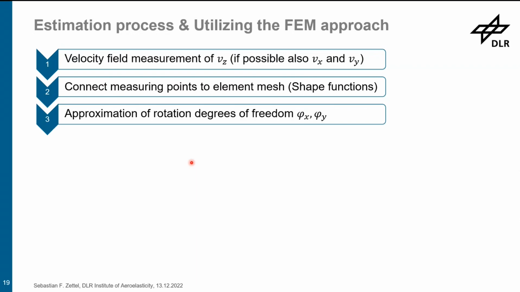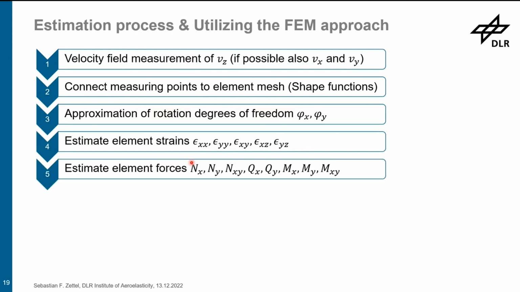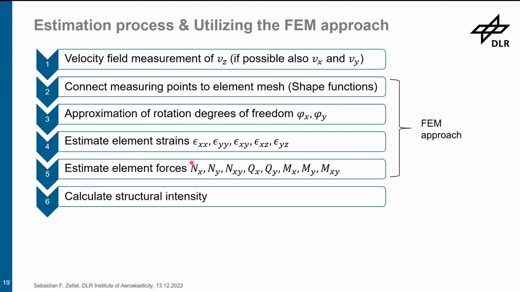After that, we can approximate rotational degrees of freedom about the X and Y direction with this element mesh and the respective shape functions, and can also estimate the element strains and, with some material properties, also estimate the necessary forces you saw in the equation before. These 4 steps, number 2 to 5, are basically the FEM approach, which a respective program also uses in the background. After estimating all this data, we can finally calculate the structural intensity.